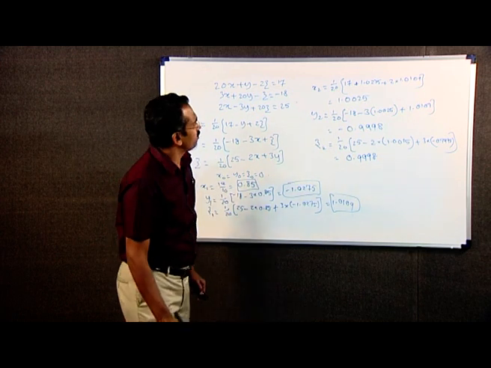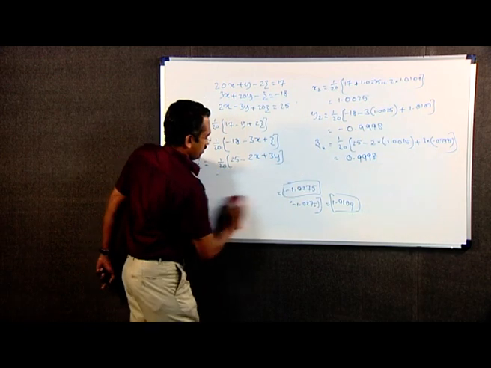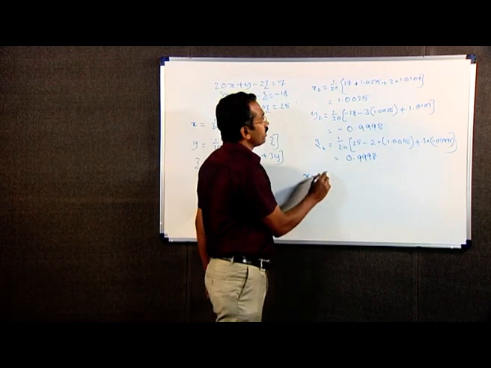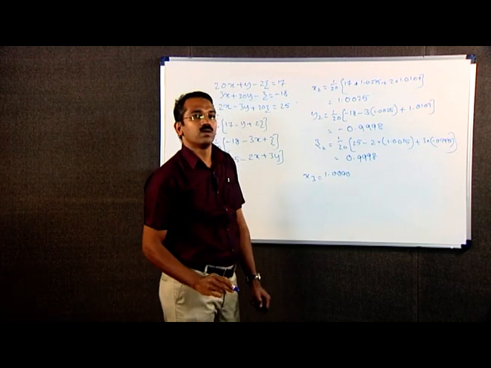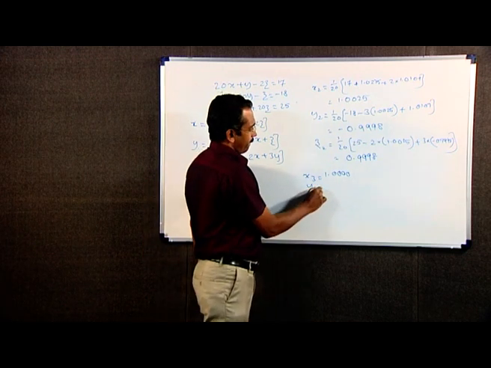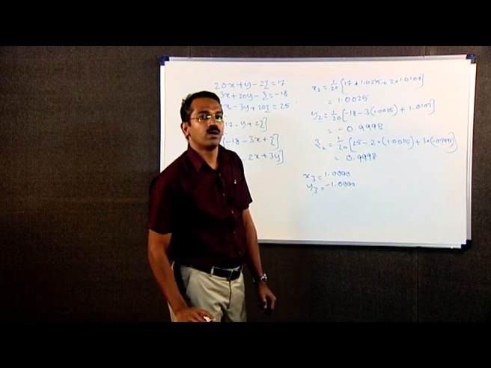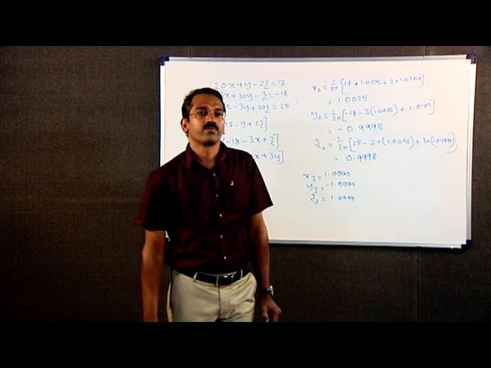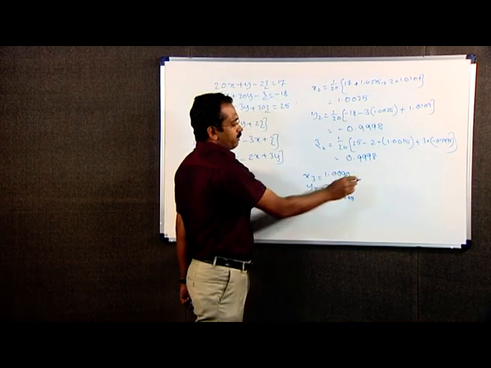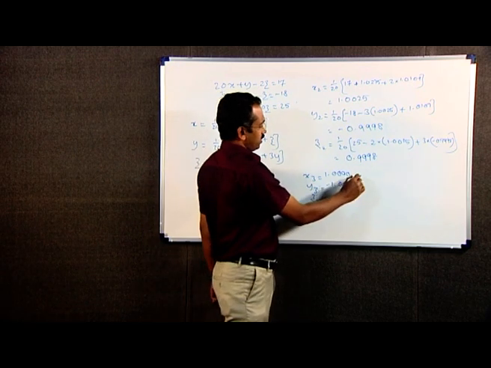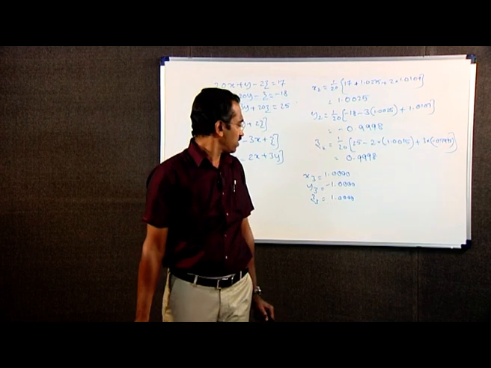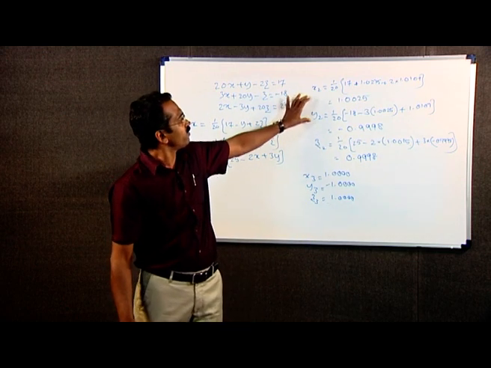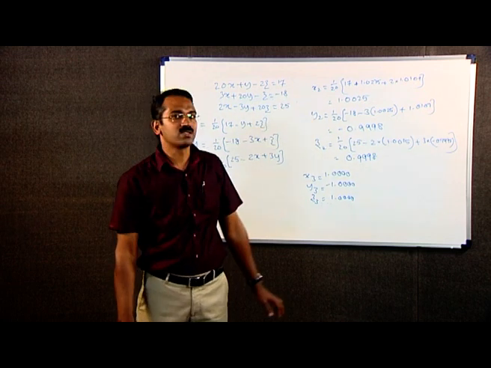In the third iteration, we will get x3 is equal to 1.000, y3 is equal to minus 1.000, and z3 is equal to 1.000. Therefore, we can take the approximate values of the required solution as x equal to 1, y equal to minus 1, and z equal to 1. In this method, we used the latest values of unknowns in the next approximations.